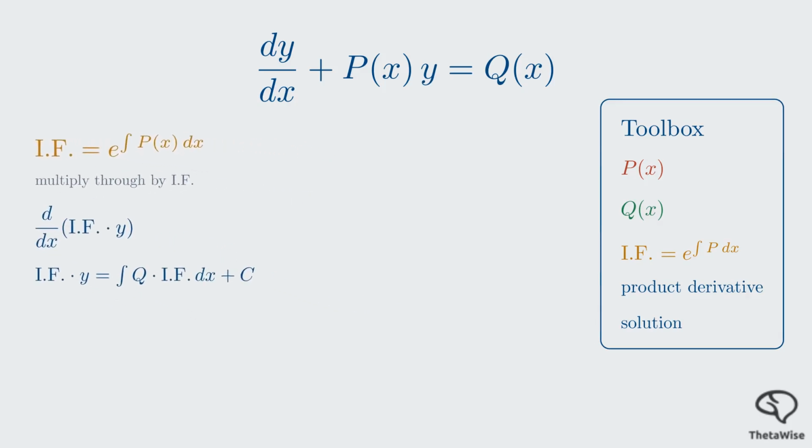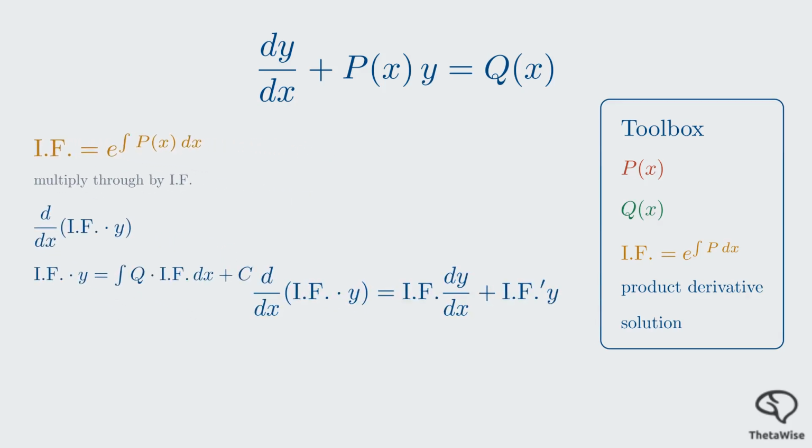This is not a formula to memorize blindly. The integrating factor is chosen precisely because the product rule says the derivative of IF times y is IF times dy by dx plus IF prime times y. Since IF prime divided by IF equals p, the two terms match the standard equation. In the next scene, we will use this mechanism on example 10, keeping every algebraic step visible.